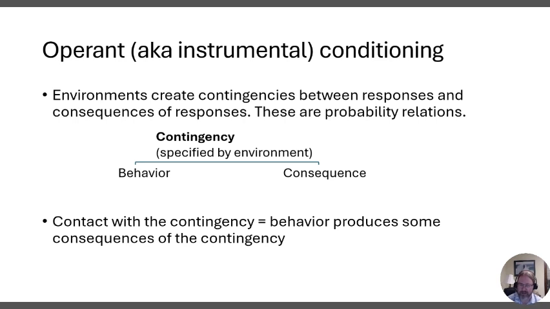So behavior and consequence. And we say that someone is in contact with a contingency when they're getting some of the consequences of the contingency. So when the behavior is happening and some of the consequences of the contingency are happening, we say that they are in contact with that contingency.